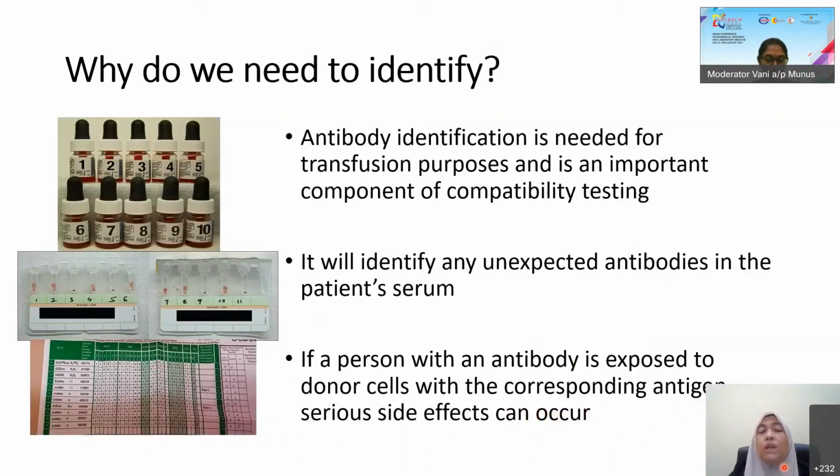Why do we need to identify? It is for transfusion purposes and is a very important component of compatibility testing. It will identify any unexpected antibodies in the patient's serum that would be exposed to donor cells with the corresponding antigen, and it can cause serious side effects, for example, hemolytic transfusion reaction.